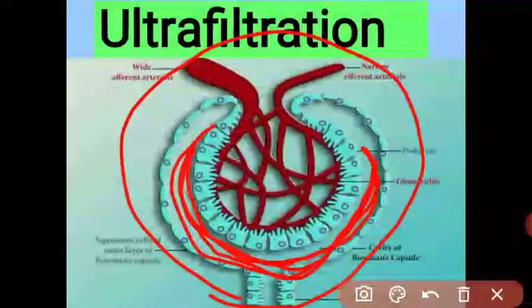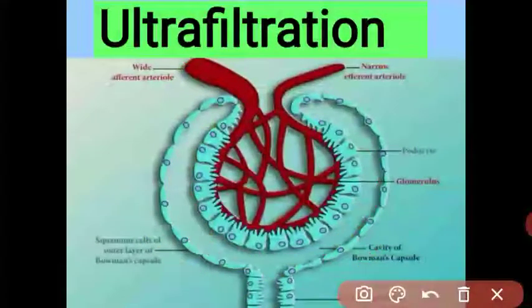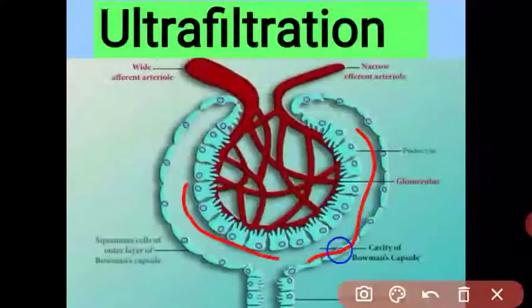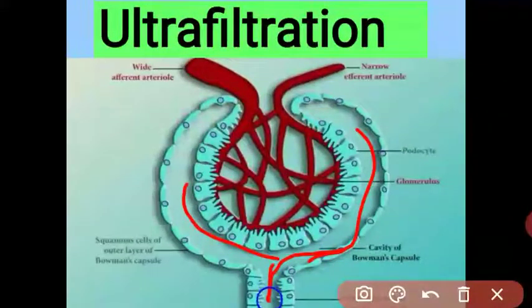These glomerular filtrates run into the renal tubules. Got it, student? What is meant by ultrafiltration? Ultrafiltration means the pressure exerted on the glomerulus, because of the different diameters of the afferent and efferent arterioles, causes the liquid part to be filtered out from the glomerulus into the Bowman capsule.